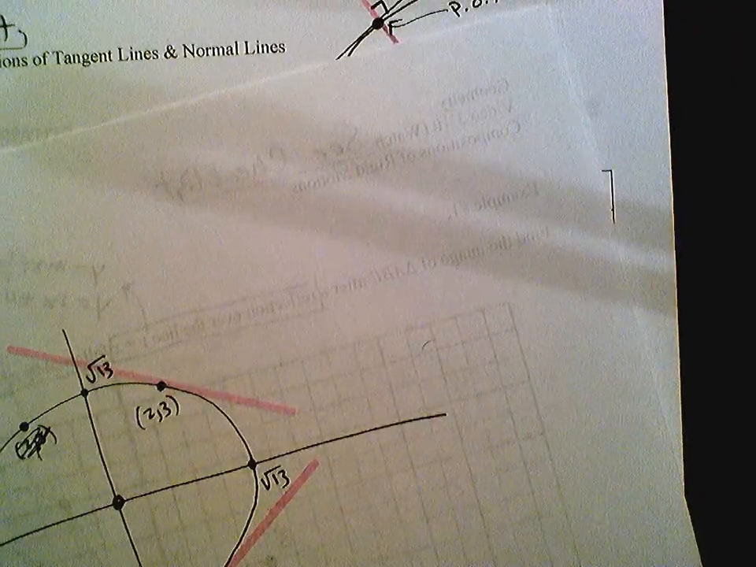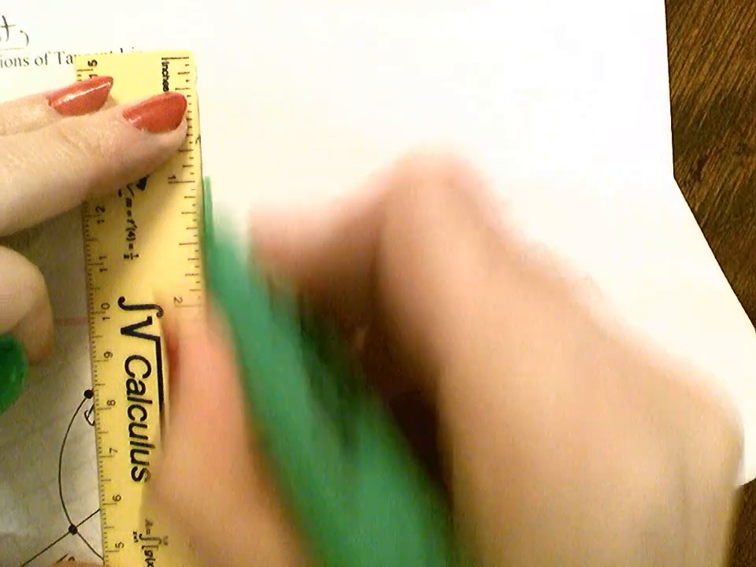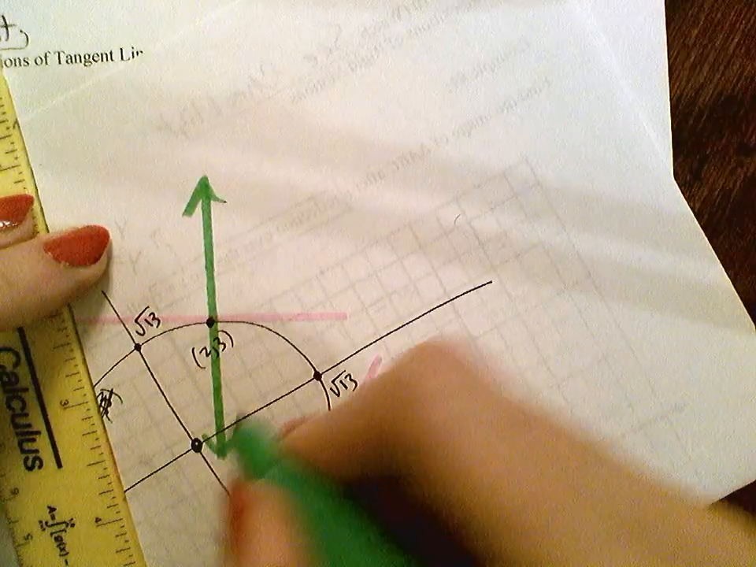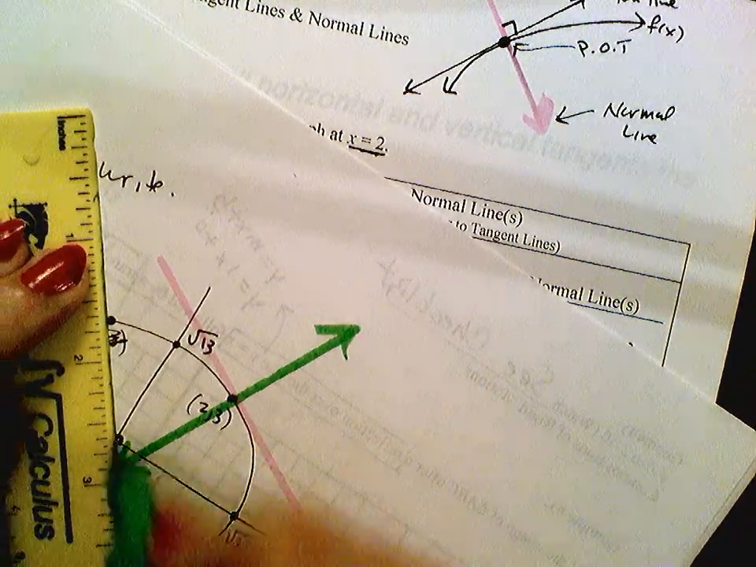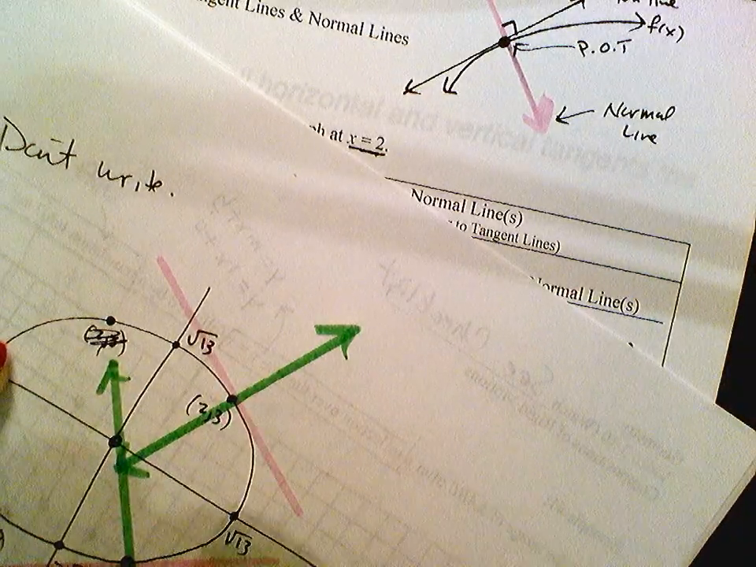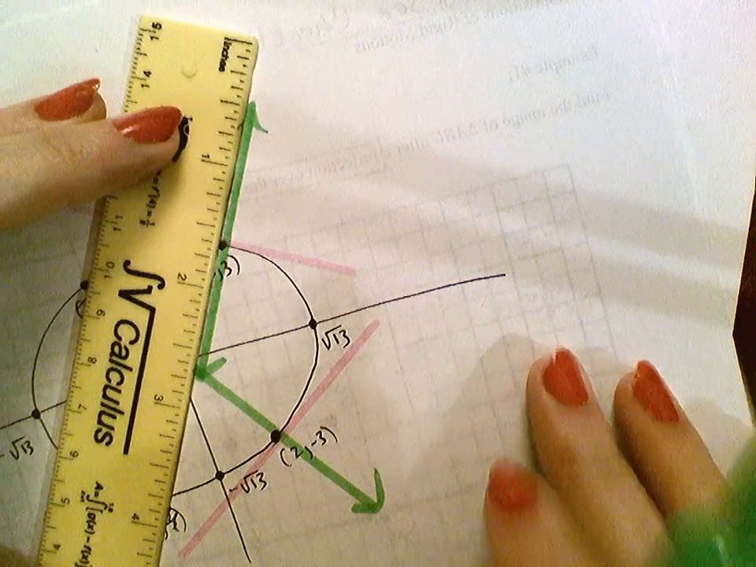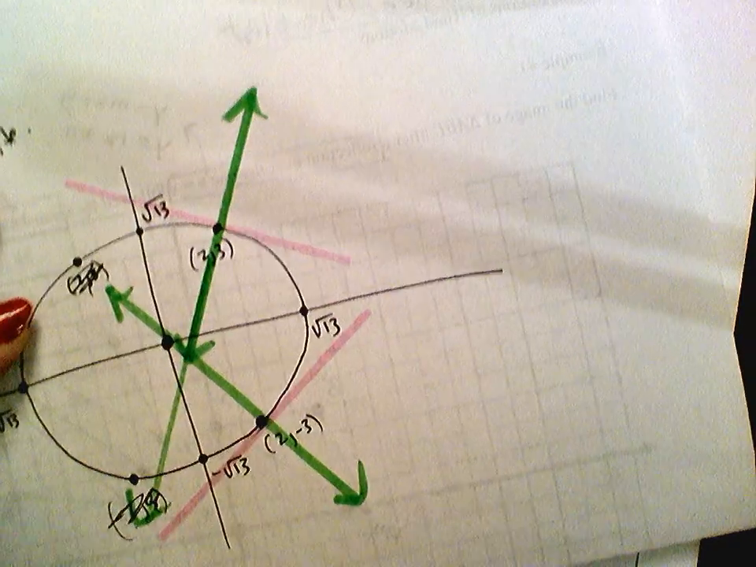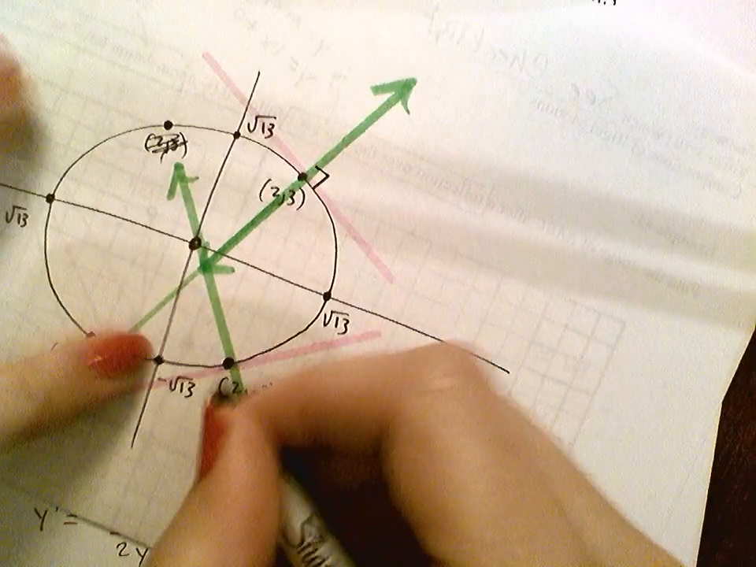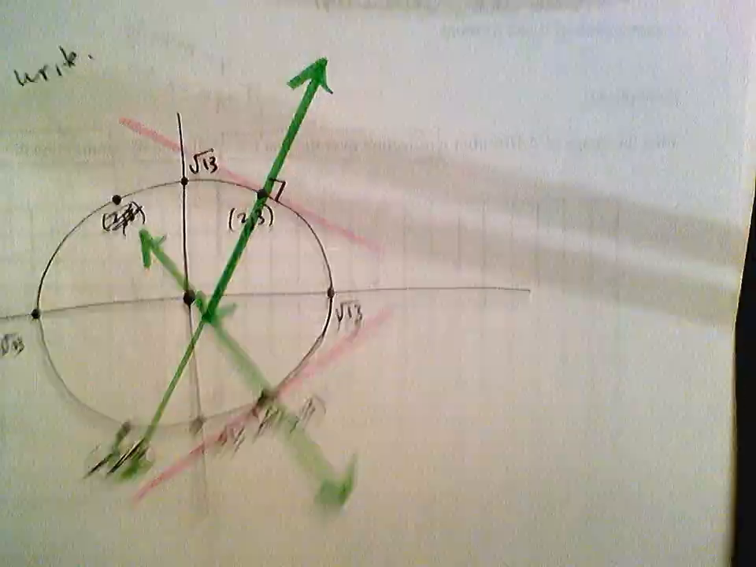So let me draw you a picture. So here at (2, 3), my normal line is going to look something like that. And at (2, negative 3), my normal line will look something like that. Let me just extend that. Doesn't really matter, but okay, so I need the equations of the green lines. And they're going to have the negative reciprocal slopes of the pink lines, which were the tangent lines.